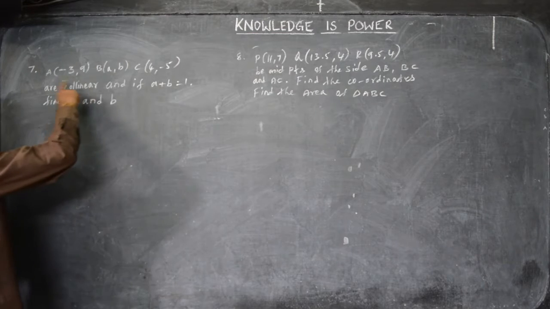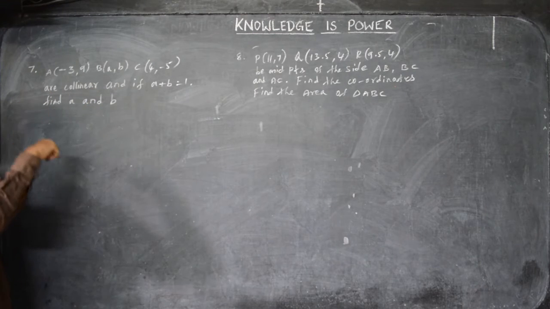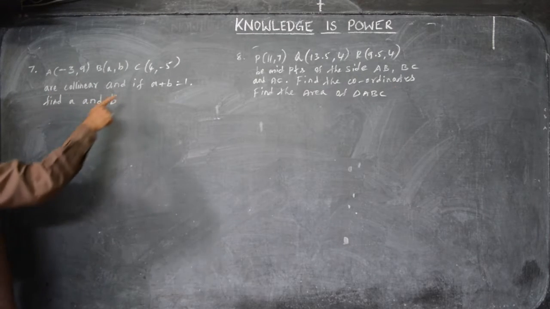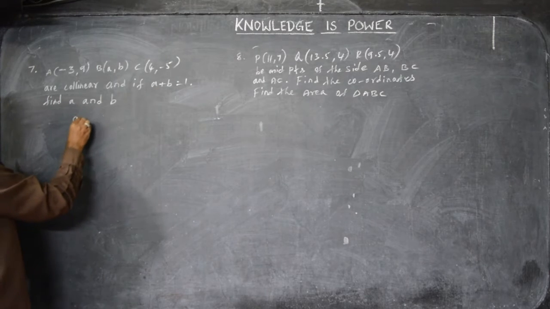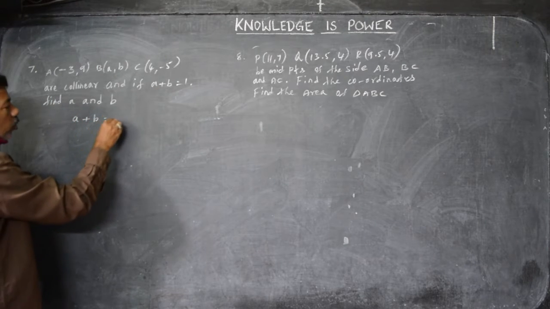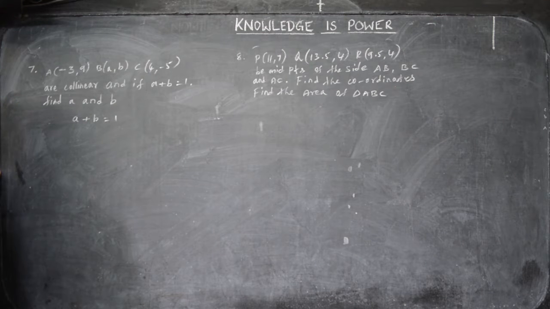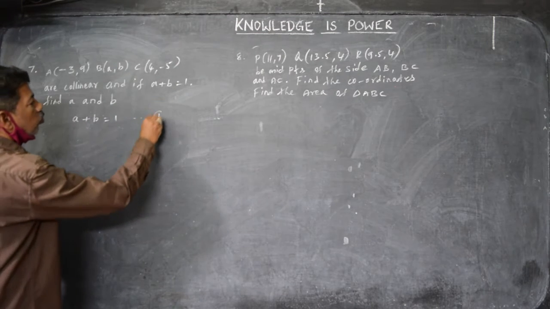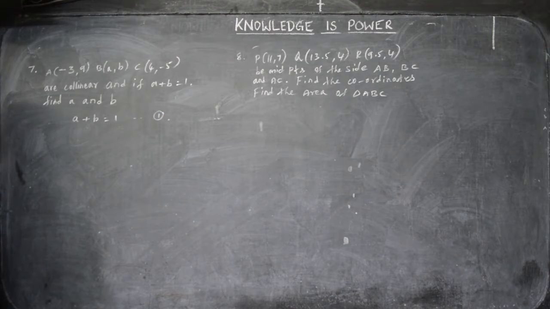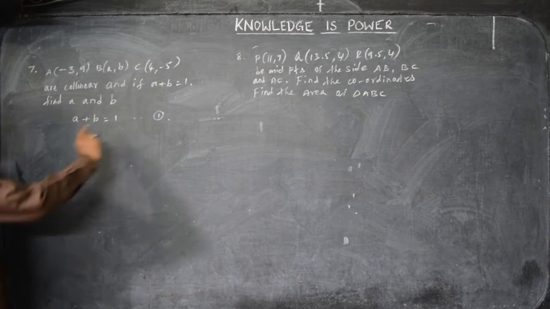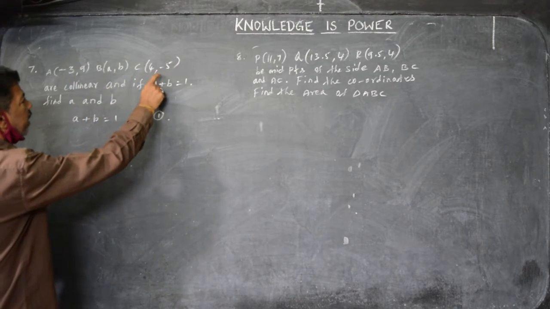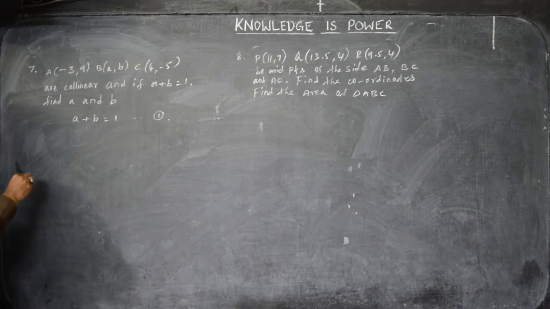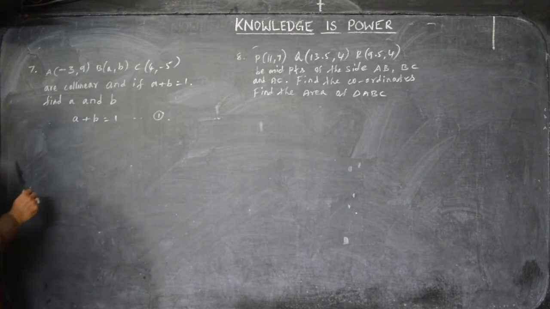So if you take the three terms, as usual in collinear, it will be 0. Now take out this as one of the equations. What is that? a plus b equal to 1. Take this as equation 1. After taking this, one more equation you have to form based on this. How do we form it?